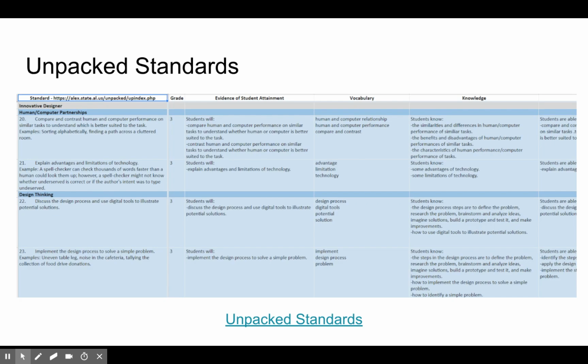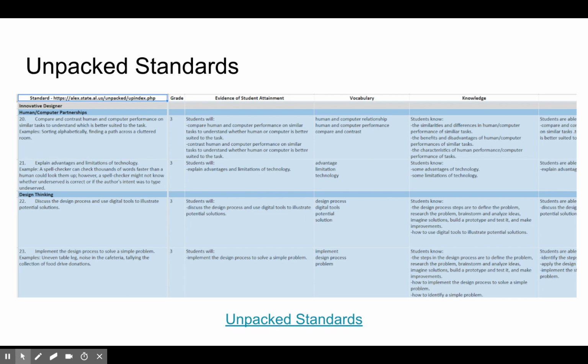One of the things that has been created by the ALEX team that is extremely helpful is the unpacked standards. Now, unpacking standards, for those that aren't familiar with this term, is where the course of study standards, which can be multifaceted and complex, are broken down into their parts, where you can see especially the evidence of student attainment, teacher vocabulary that needs to be used, knowledge that the students need to have, and skills the students need to have in order to meet that standard.